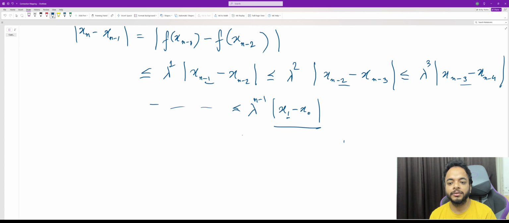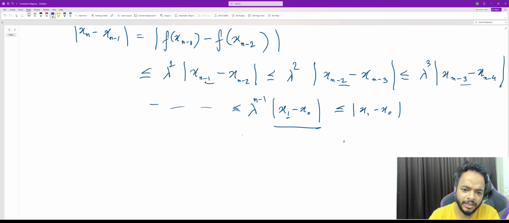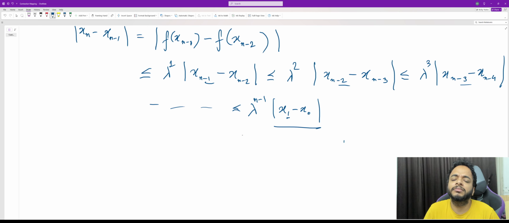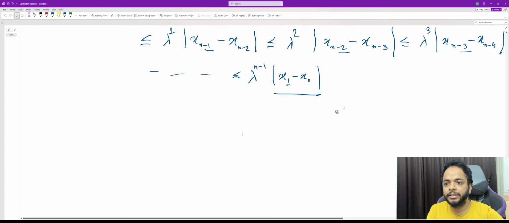Okay. So now, you see lambda is strictly between 0 and 1. So lambda to the power n minus 1, whatever it is, is less than 1. So you can easily write this is less than mod of x1 minus x0. So we have proved that the difference between two consecutive terms of the sequence is bounded. Okay. So now let's try to figure out the difference between any two terms of the sequence.